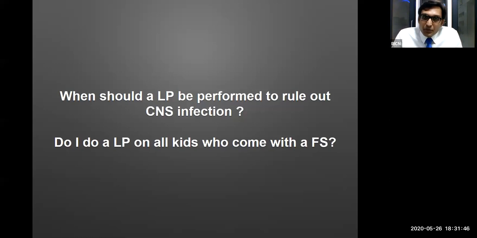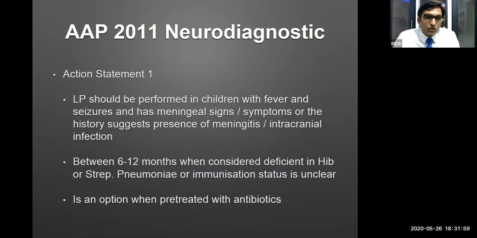And a very important question, because of the differential diagnosis of intracranial infections, when should an LP be performed to rule out CNS infection? Do I LP all kids that come in through my door? No, I don't. So there are very clear guidelines. AAP 2011 produced neurodiagnostic guidelines for febrile seizures, and an LP should be performed in children with fever and seizures and who have clear meningeal signs, symptoms, or the history suggests the presence of meningitis or intracranial infection.